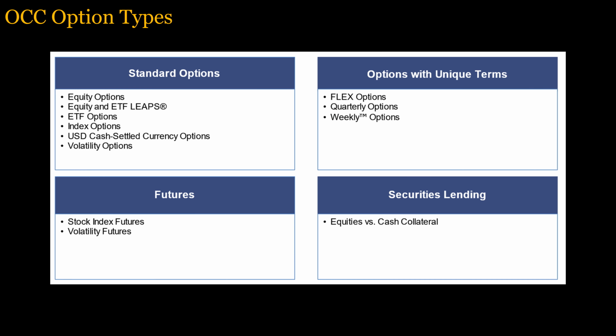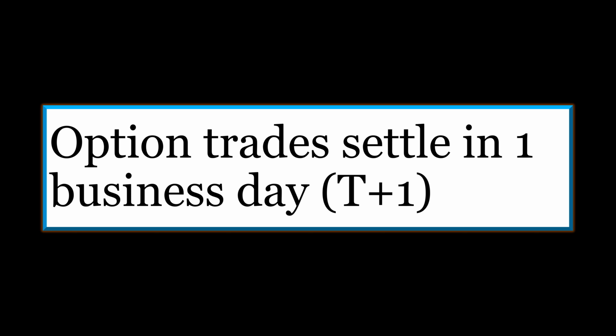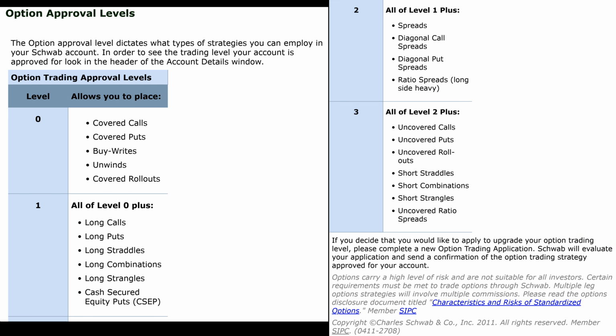There are numerous types of options available, though equity options are the most traded. Unlike stocks, option trades settle in one business day, although stocks will also start settling in one business day, starting May 28, 2024. Brokers are required to determine if options are suitable for you and that you understand the risks.